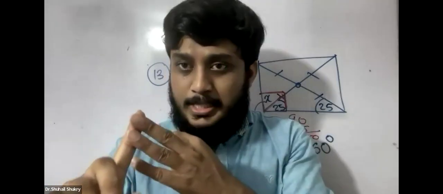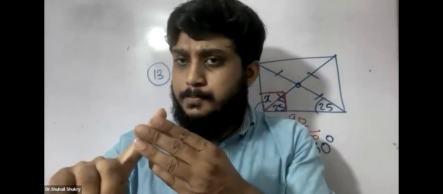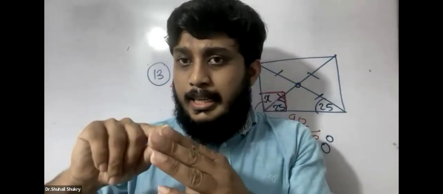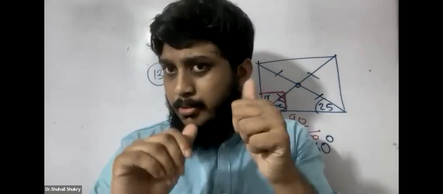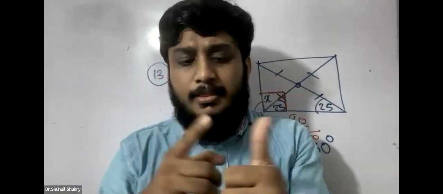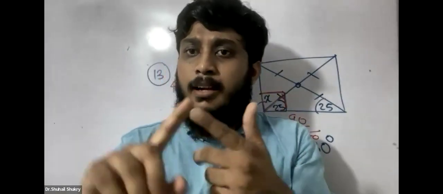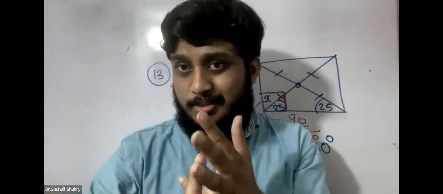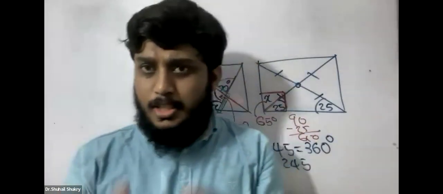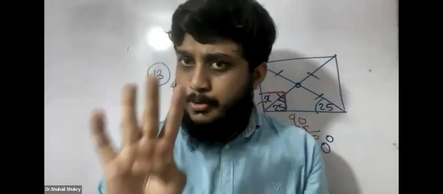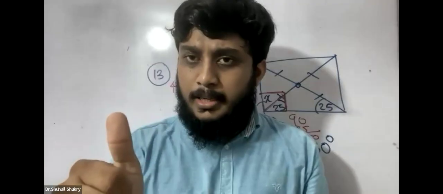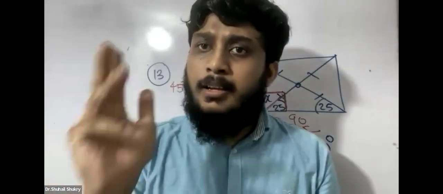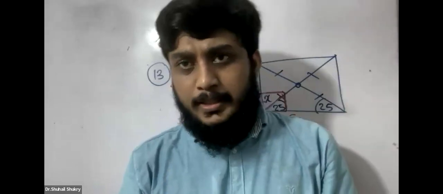Third one, vertically opposite angles. Fourth one is angle at a point is 360 degrees. Then number 5, interior angles, exterior angles. After that, isosceles triangles. After that, Pythagoras. Then finally, the 10th one is parallelogram. Under parallelogram, we had 4 rules. Opposite sides are equal and parallel. Opposite angles are equal. Diagonals bisect each other. The area of the parallelogram is bisected by the diagonal.